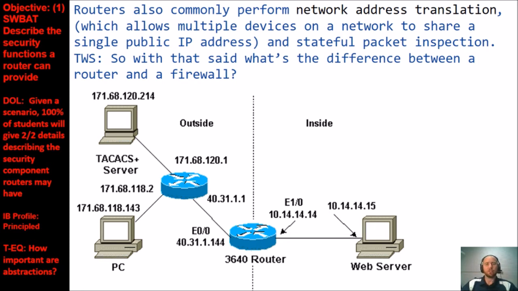Another thing routers do is stateful packet inspection. And we talked a lot about that when we talked about firewalls. So I'm not going to go into the details of that, but your think right here is, with everything I just said, what's the difference between a router and a firewall? And if you have to go back to your notes on firewalls, definitely do that.